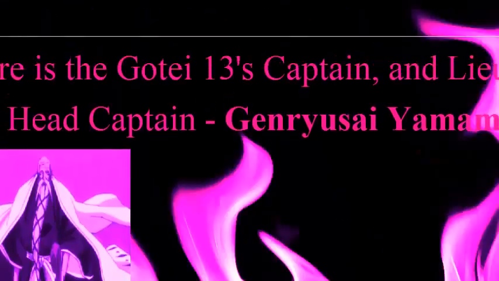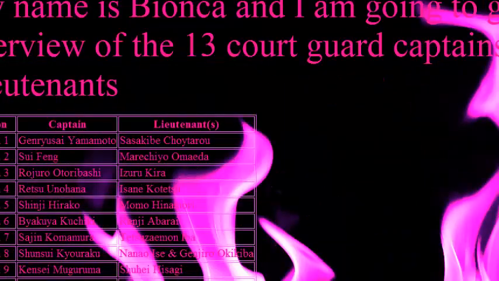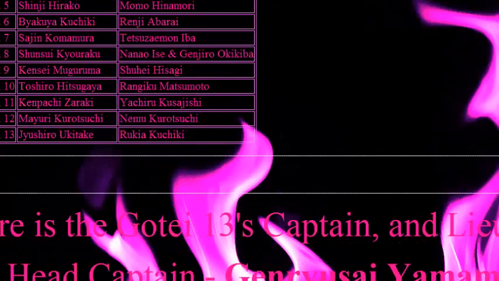Alright, so I'm going to go ahead and explain each part of my website. What you see here on the top is the Gote 13, which translates as the 13 Court Guard, the 13 Court Guards, which can also be found on Bleach. This is just a little chart that I've made using some tags in HTML.